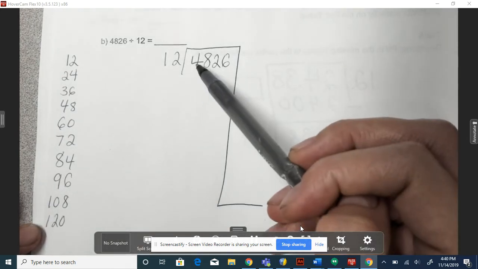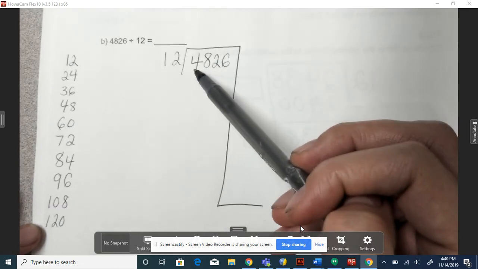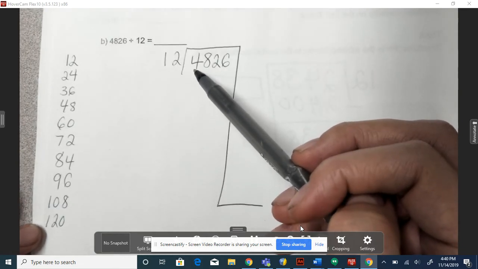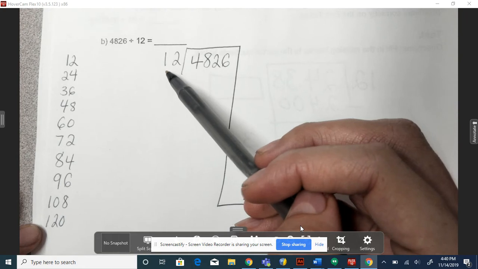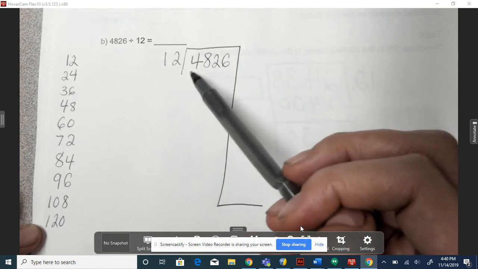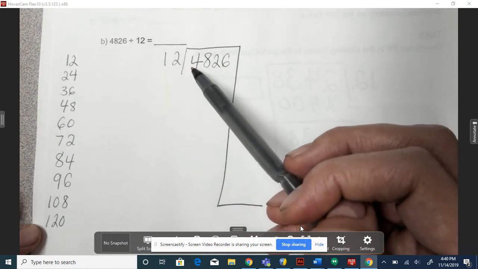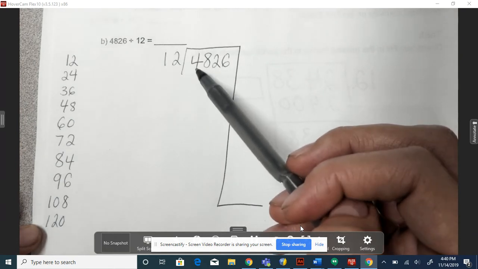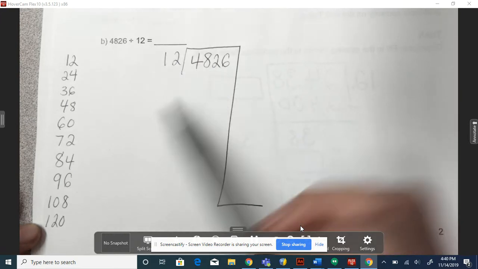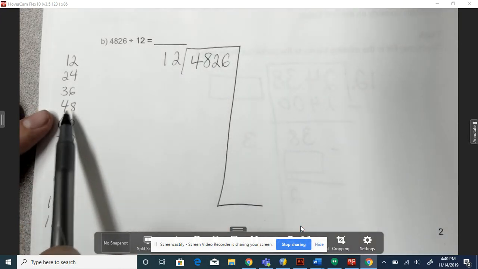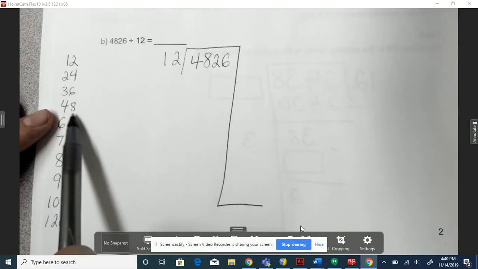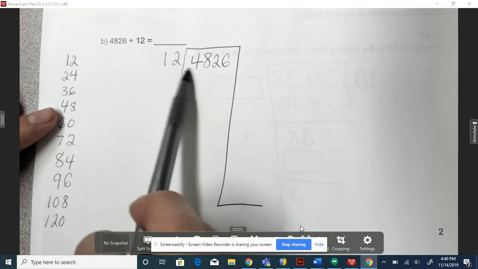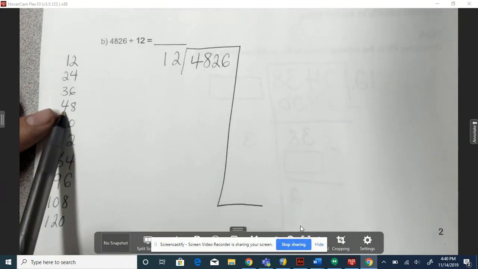So we have 4 thousands in our number, but we can't split 4 evenly between 12 groups. So we're going to look at our hundreds. In our total number, we have 48 hundreds. Well, we can split 48 hundreds into 12 groups. Actually, that's one of our multiples. Even if it wasn't one of our multiples, we can see which one it's closest to. But luckily, 48 hundreds, oh, we have 48 right here.